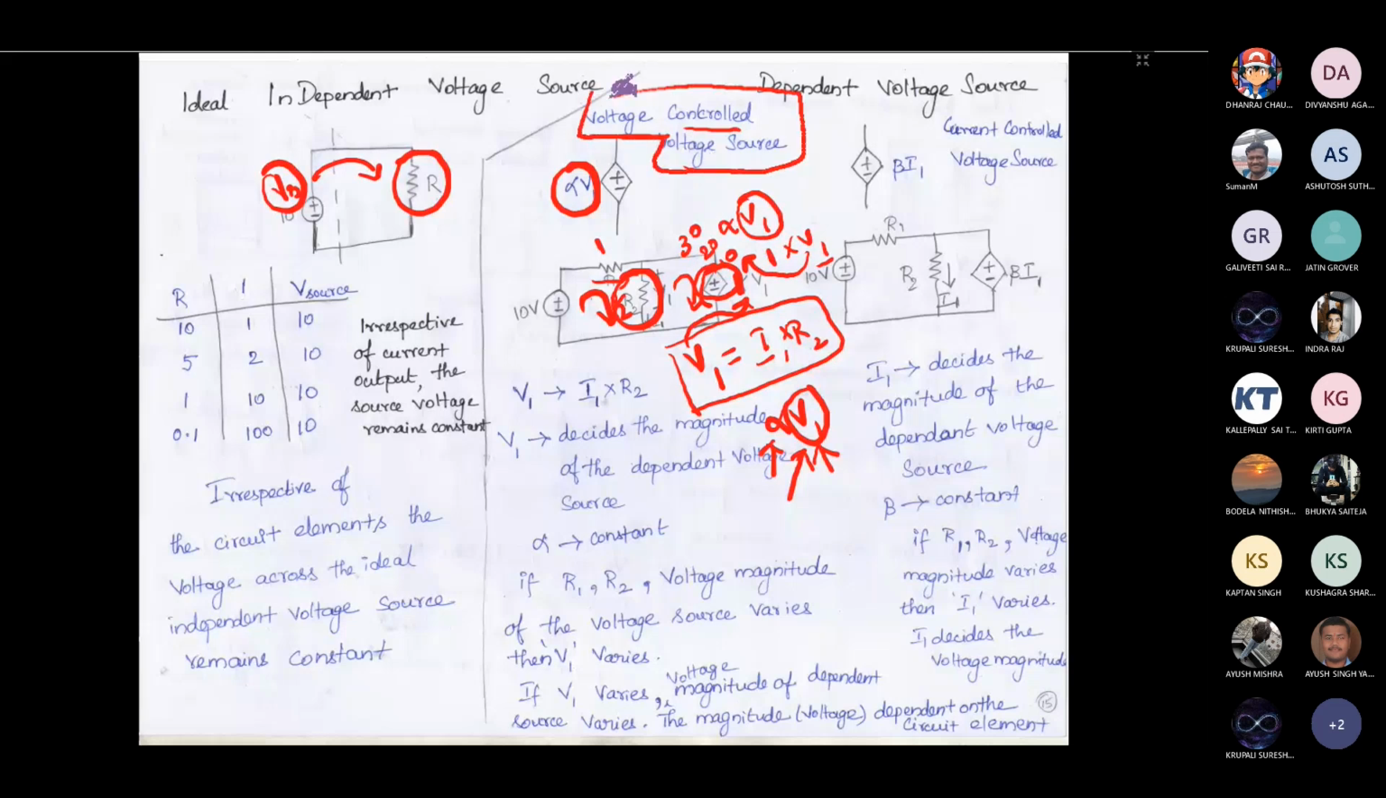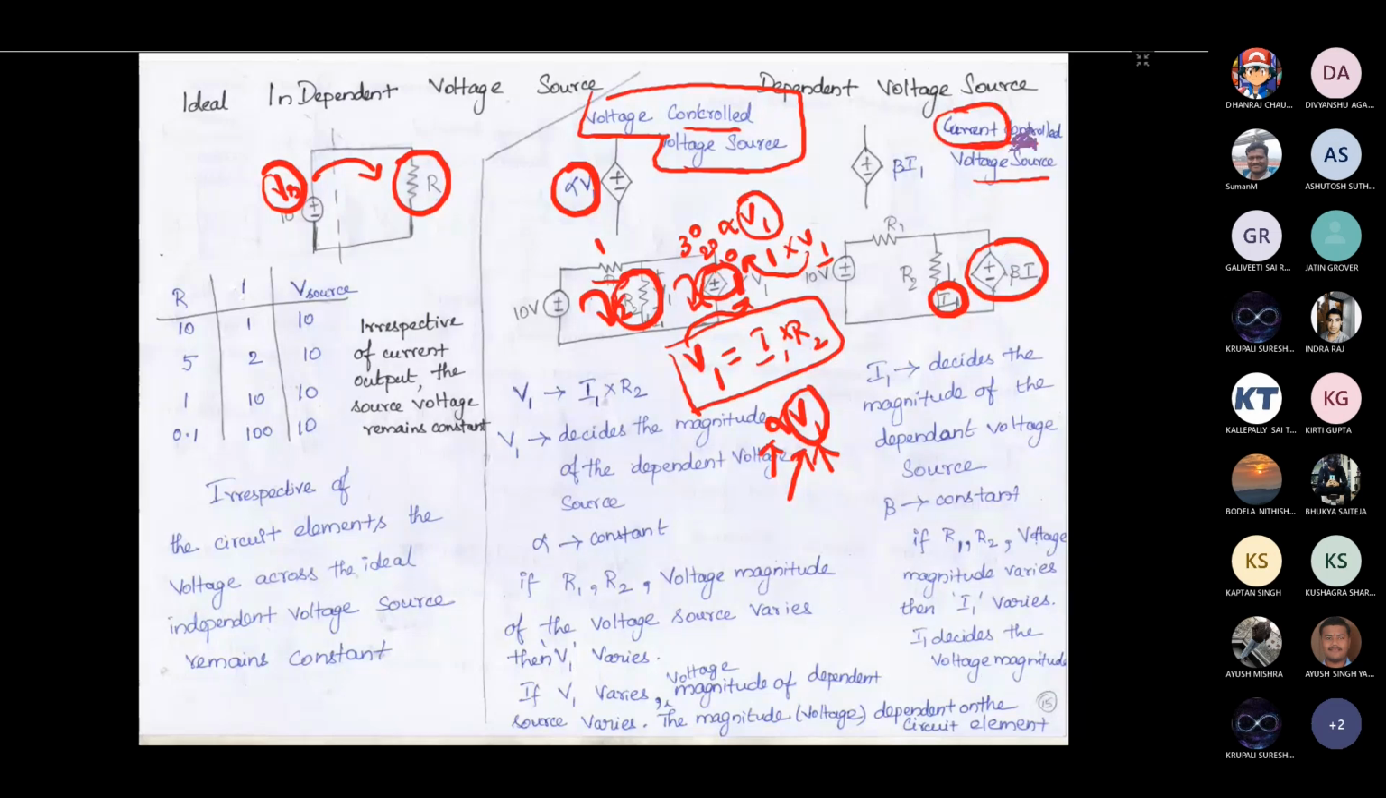Okay, and the second one is current controlled voltage source. So instead of V1, if you consider that the current flowing through this resistor R2 is deciding the voltage magnitude of this source, then you can consider that as a current controlled voltage source. If the voltage value is deciding the magnitude, then you can consider it as voltage controlled. If the current magnitude is deciding the magnitude of the source, then you can consider it as current controlled. Okay, not current source, current controlled one.